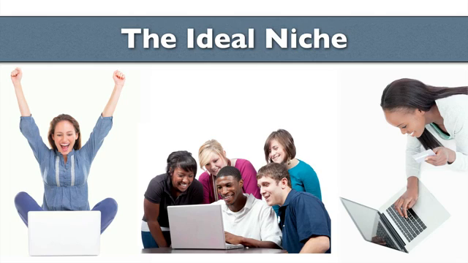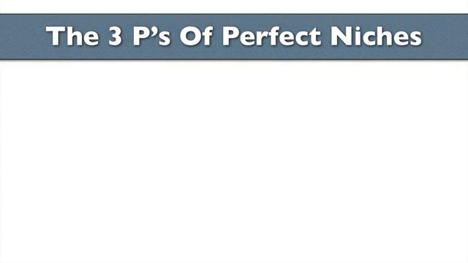If you are trying to build a blog and a business around your blog, you want to choose something that people are willing to spend money on. If you're just blogging for fun, or just to get information out there, you can do so. But if you're going to build a business, you want to make sure that it is profitable. So I like to call this the 3 Ps of perfect niches. This is something that I came up with because I like the way it looked and sounded, and I think it has some value in it.